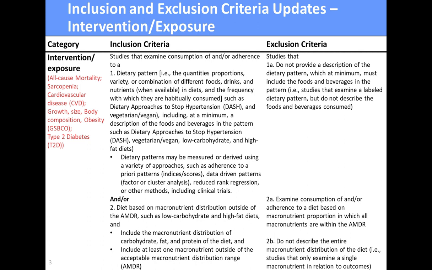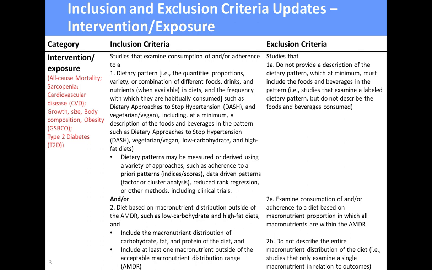Otherwise, if the study did not have a macronutrient distribution outside of the AMDR, but met the other inclusion criteria in terms of a dietary pattern, then it's likely that it could have been part of the other literature around dietary pattern. So it just needed to describe the dietary pattern and then meet all the other inclusion criteria.